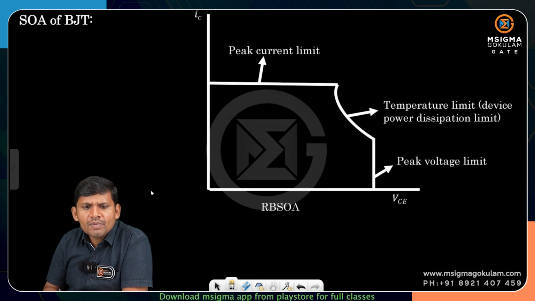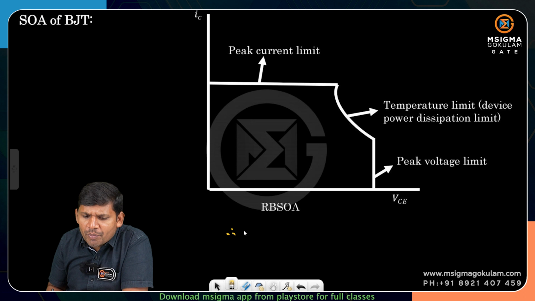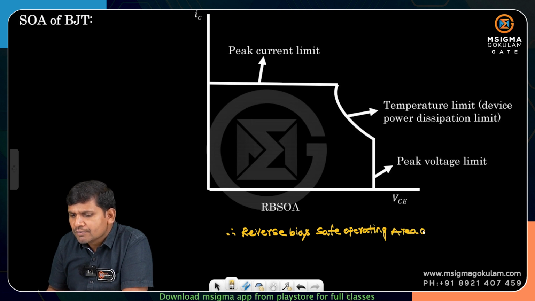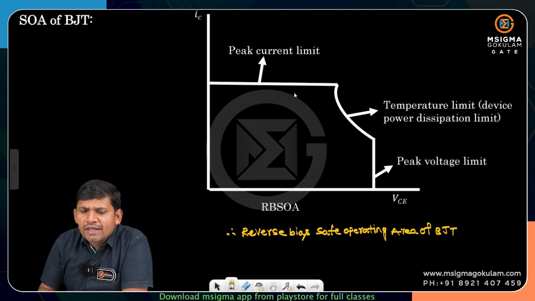Next, this is also a safe operating area of the BJT. This is the reverse bias safe operating area of the BJT. In reverse bias condition, what does this limit indicate? The peak current limit, and this indicates the temperature limit or device power dissipation limit.